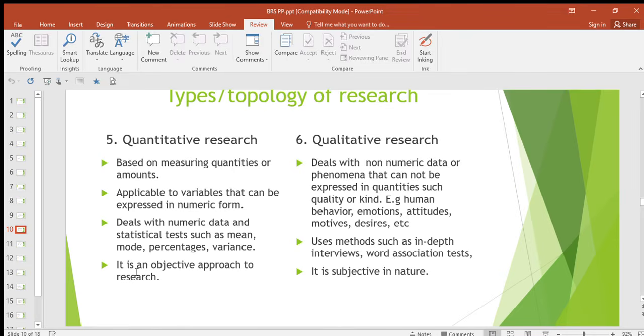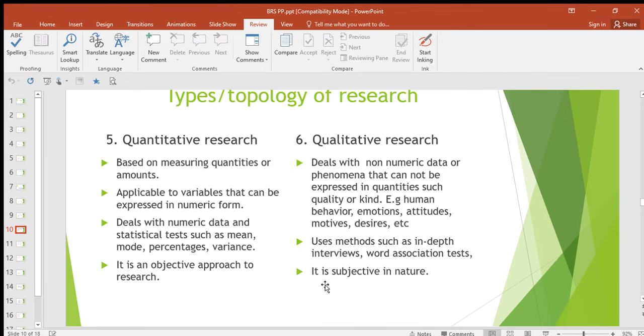It is an objective approach to research. Objective approach, like it's not based on someone's opinion. It's based on data, on findings. So quantitative research is based on measuring quantities or amounts. It's applicable to variables that can be expressed in numeric form, figures. And here we have things like mean, mode, percentages, variance, and other things. And it's an objective approach.